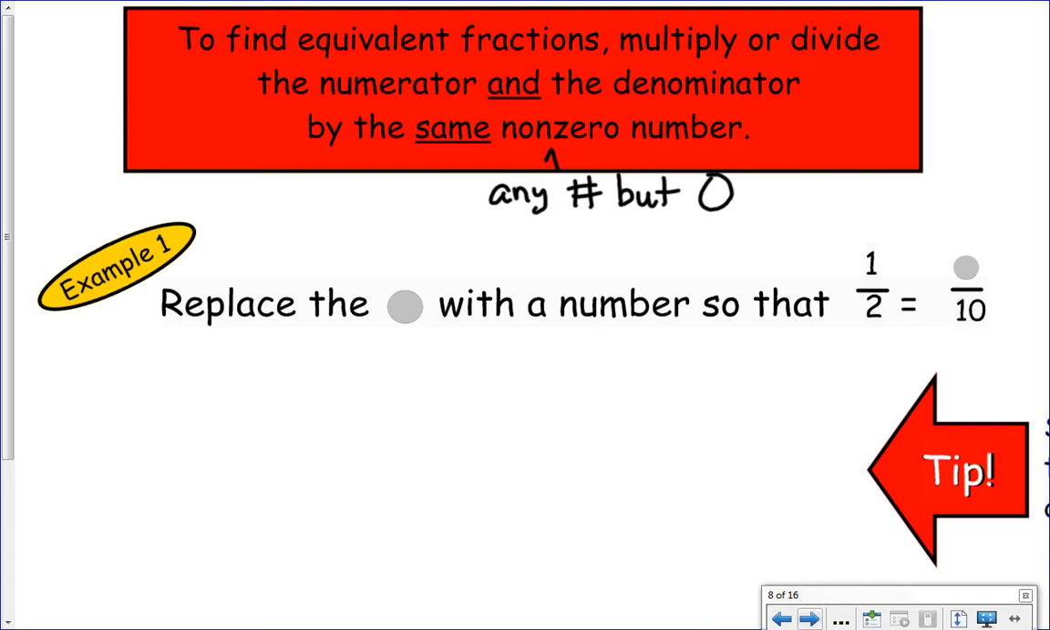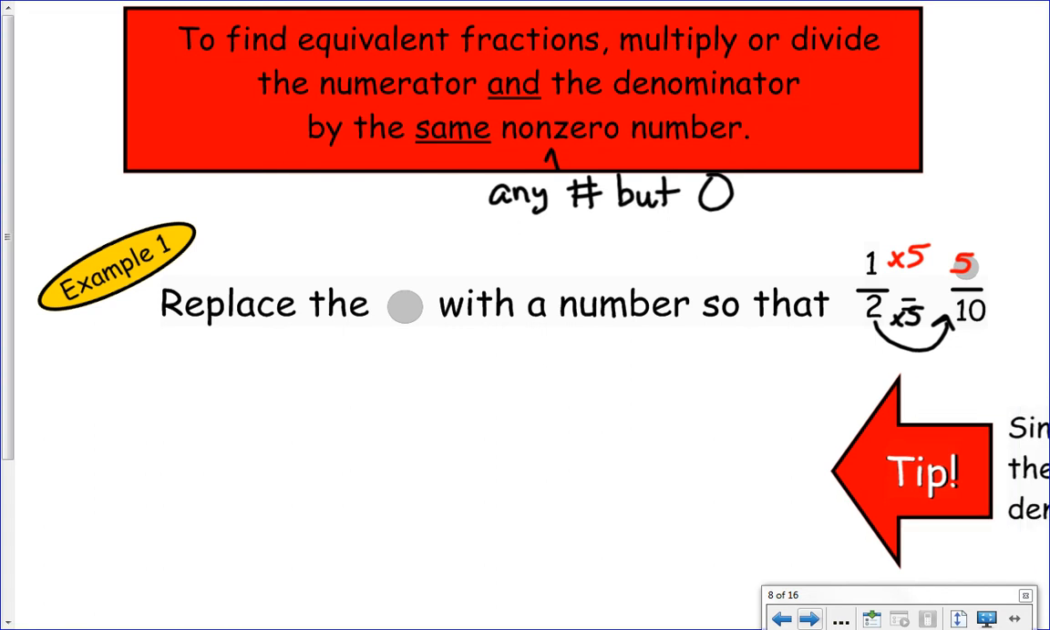I need to figure out what is the tens here. So now I need to figure out how many times does 2 go into 10. 2 goes into 10 5 times. Okay, so 2 times 5 is 10. Okay, so what I'm going to do on the bottom, I'm going to do on the top. So that leaves me with a fraction of 5/10.